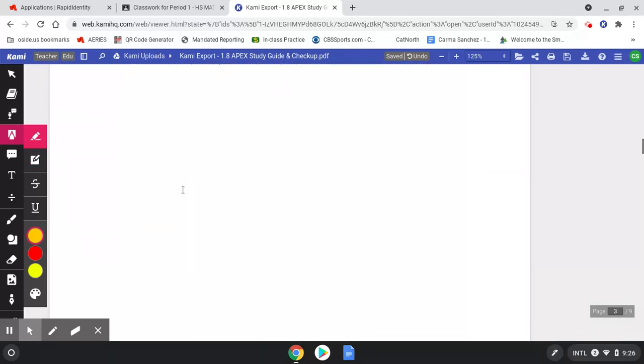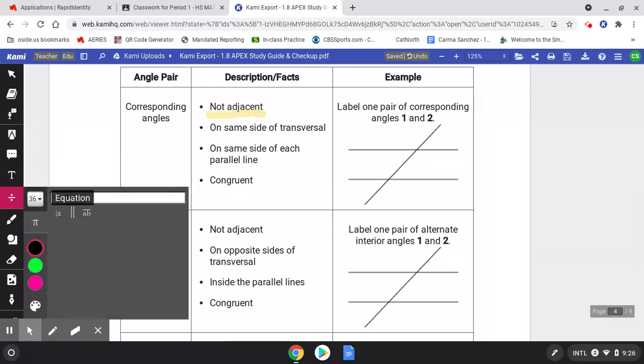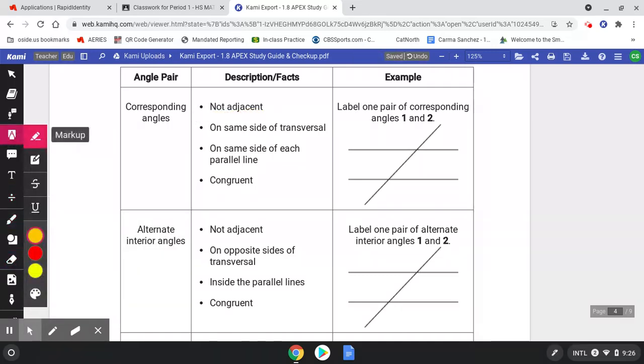All right, complete this chart to talk about these special types of angles, okay? So this is what we did today in notes in class. We talked about corresponding angles. These angles are not adjacent or side by side. These angles are on the same side of the transversal. They are on the same side of each parallel line, and we know that they are congruent.